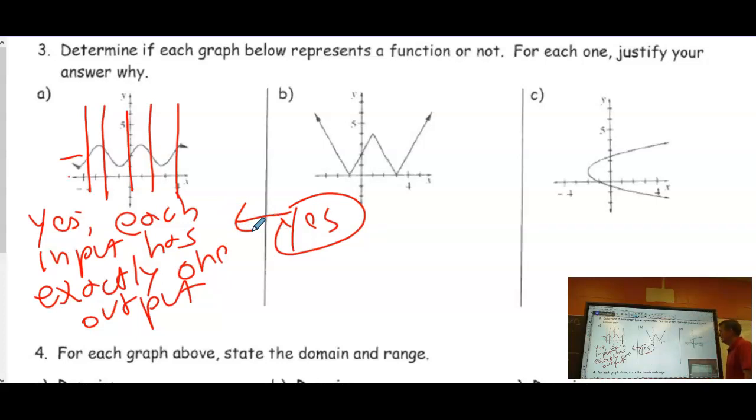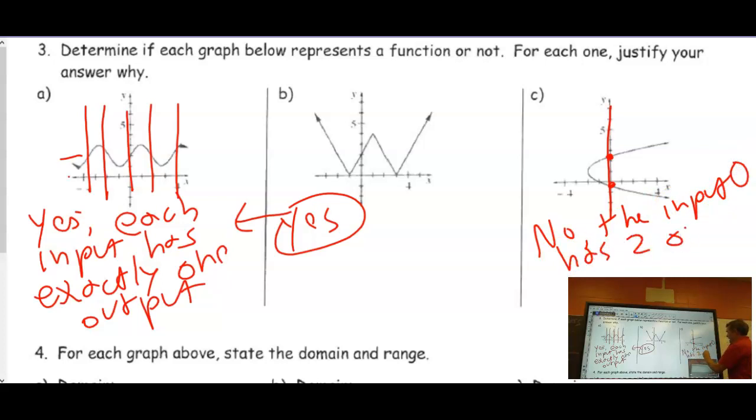But letter C fails the vertical line test. So this vertical line right here, which happens to be the y-axis, there are 2 points on the same vertical line, which means the input 0, it's not a function, because the input 0 has 2 outputs. And they are like right there, 2.5, and maybe like right there, negative 0.5. But the bottom line is it fails the vertical line test. There are 2 outputs for the same input, not a function.